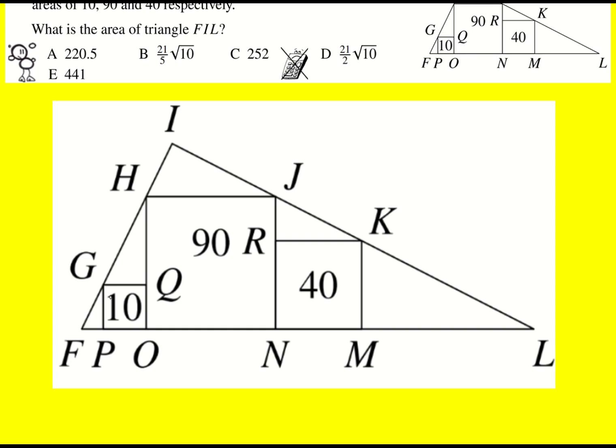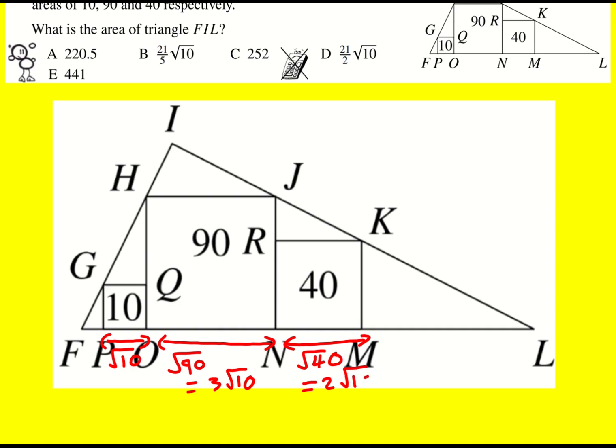I have the area of the square is 10, which means I can work out the base of the side. So this is going to be root 10. This length is going to be root 90, which is root 9 times root 10, which is 3 root 10. And here I have root 40, which is root 4 root 10, or 2 root 10.